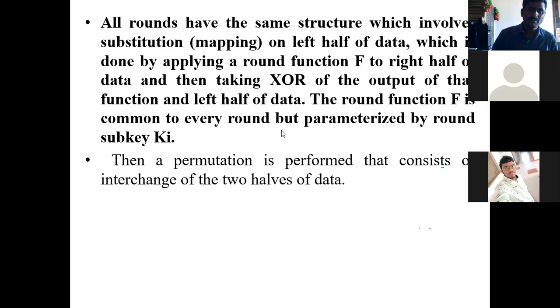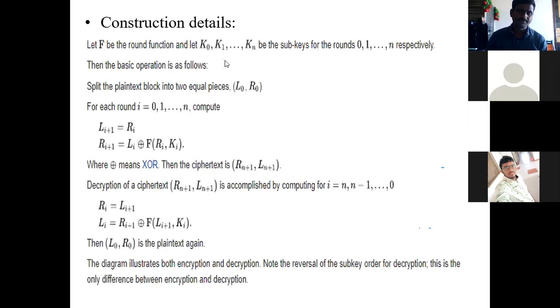Okay, after performing this we do the permutation. What is a permutation? Permutation is a transposition, meaning we are interchanging. So the left side output is given as an input to the right side, and the right side data is given as an input to the left side. So that is interchanging. That is the permutation we perform here.